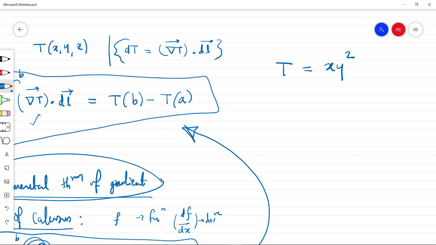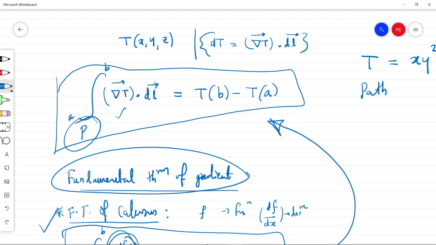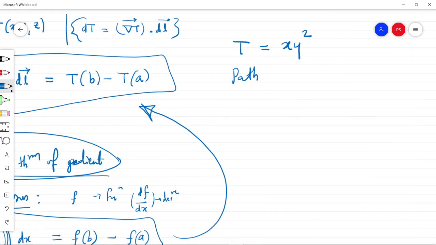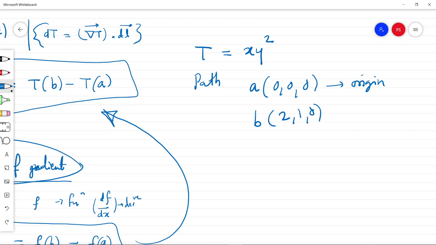Now in order to verify this, we have to choose a path, as it appears here that we have to choose a path from a to b. So let us choose a path such that point A is the origin 0 0 0 and point B is just 2 1 0. So this is the initial point, this is the final point.